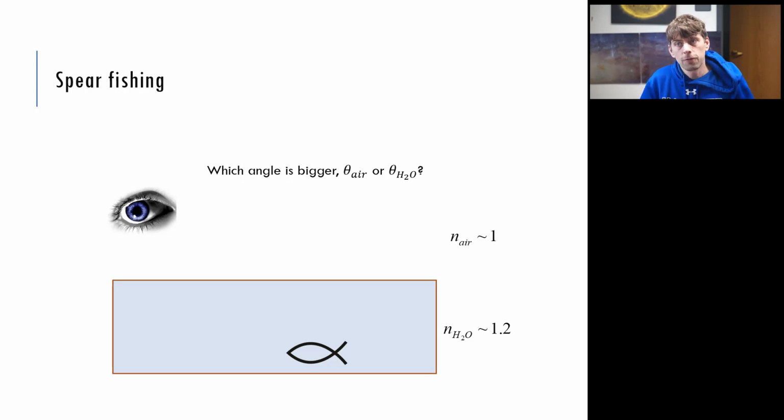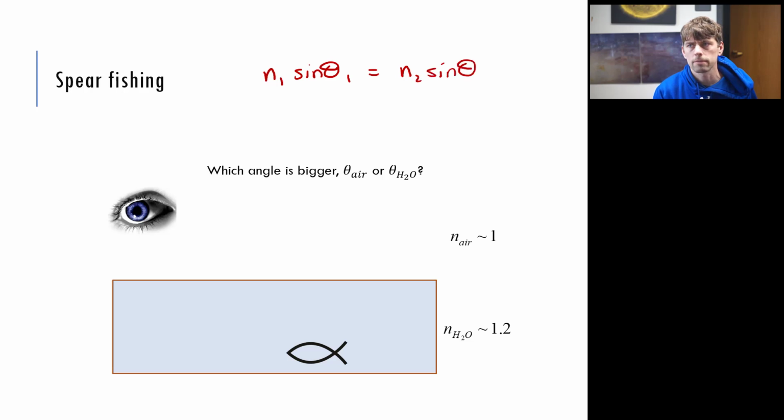Okay. So the first question is, if I draw a line normal to the surface, the question is, is the angle in air going to be larger or the angle in water? Go ahead, think about that for a second. I will go ahead and write down Snell's law again, just to remind us. Good? Well, you could say, well, how do I get that?